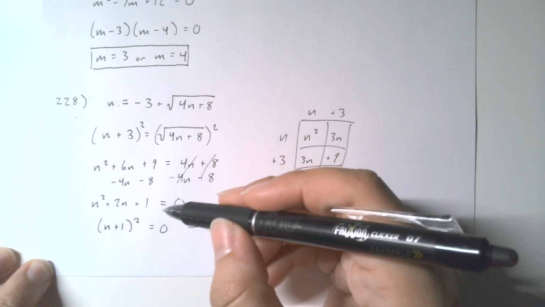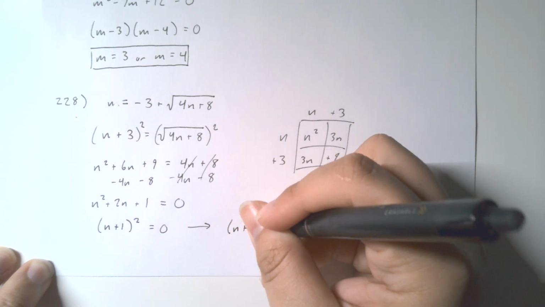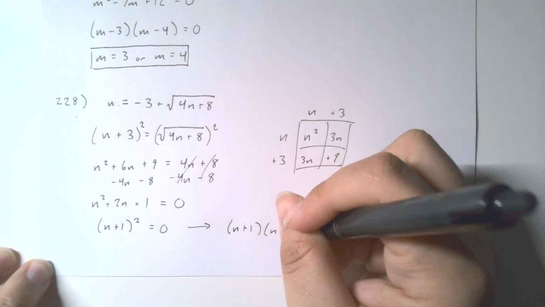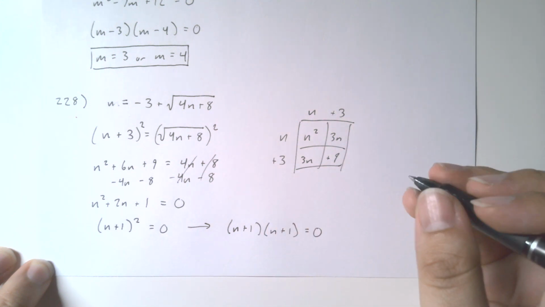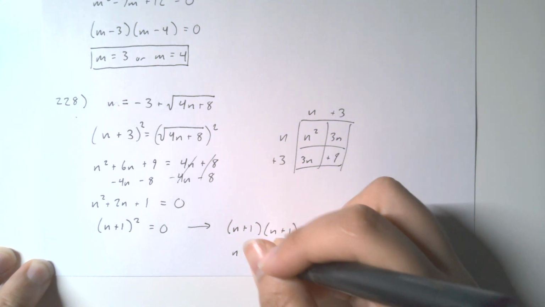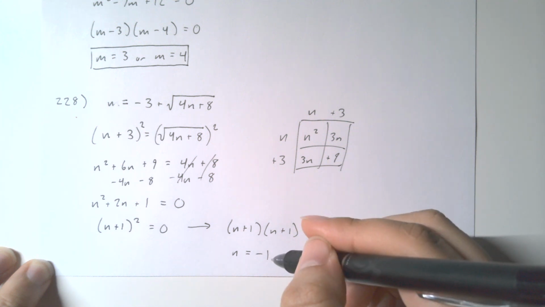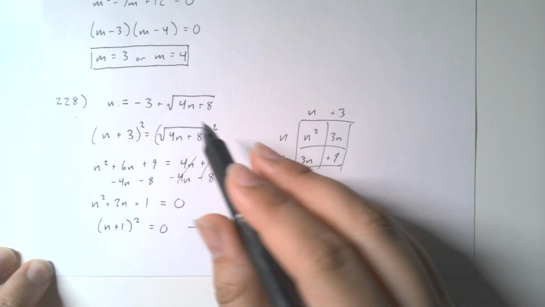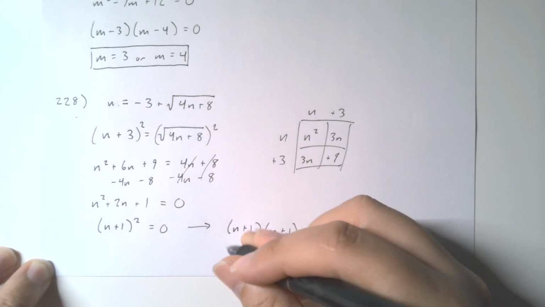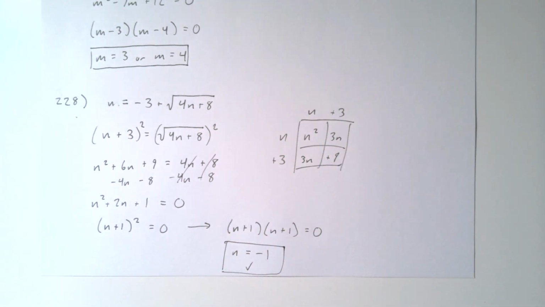Or finding two numbers that multiply to 1 and add up to 2, you can write it as n plus 1 times n plus 1 is equal to 0. Either way, this will give you n is equal to negative 1 as your only solution. And if you plug this number back into the original equation, it will make sense. And so n equals negative 1 is your only solution.